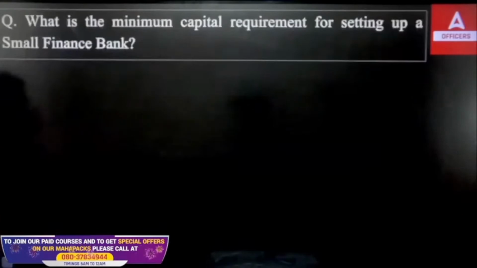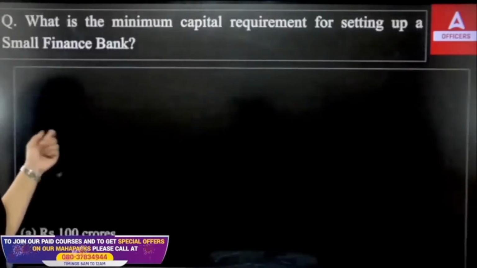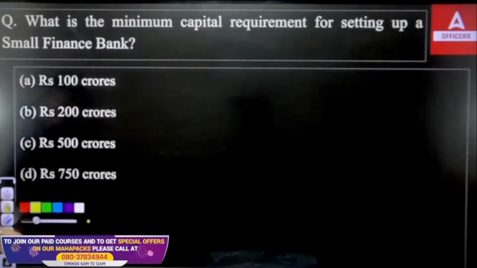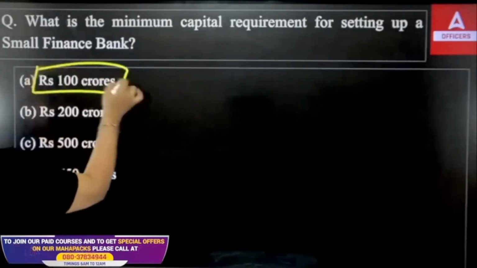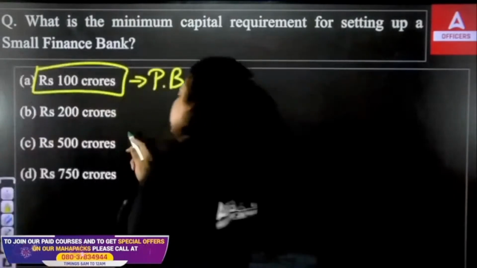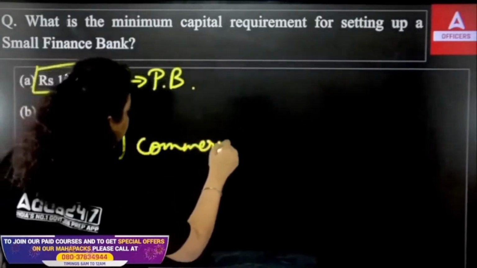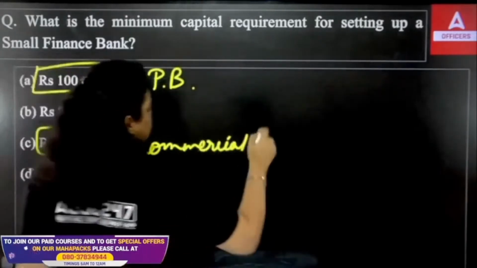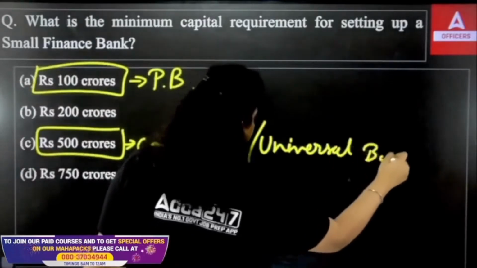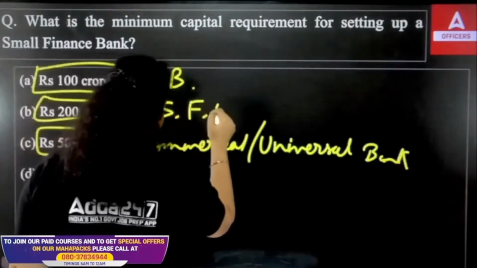Now, next is, what is the minimum capital requirement for setting up a small finance bank? If you want to set up a small finance bank, what initial capital is required? I have told you 100 crore is required for payment banks, right? Now, 500 crore is required for commercial banks or universal banks, and this 200 crore is required for a small finance bank.